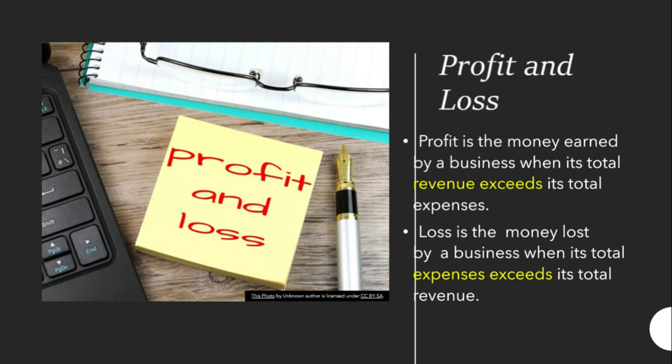Our last 2 terms are profit and loss. So what is profit? Profit is the money earned by a business when its total revenue exceeds its total expenses, right? So profit is earned when a business's total revenue exceeds its total expenses, while loss is the money lost by a business when its total expenses exceed its total revenue. So when the revenue exceeds the expenses, then it's profit. And when the expenses exceed the revenue, then it is loss.